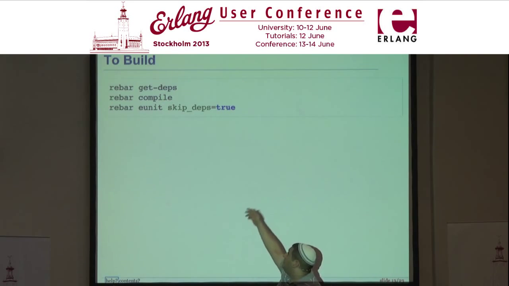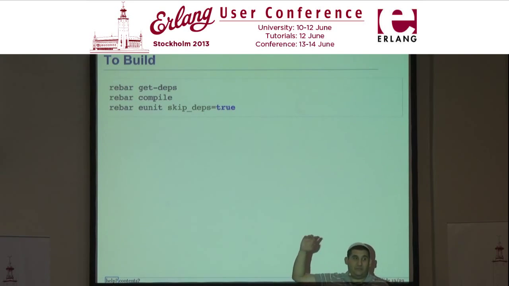And then rebar EUnit, and if you put skip deps equals true, it'll skip running the unit tests for all your dependencies, so you don't have to run the unit tests for rebar, for web machine and Mochiweb and the 47 other things that pulled in just for your own project. You can of course leave that off, and there's also options you can tell it, only run this file's tests.